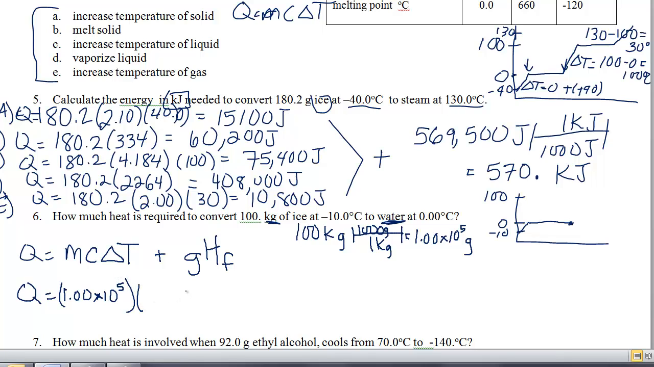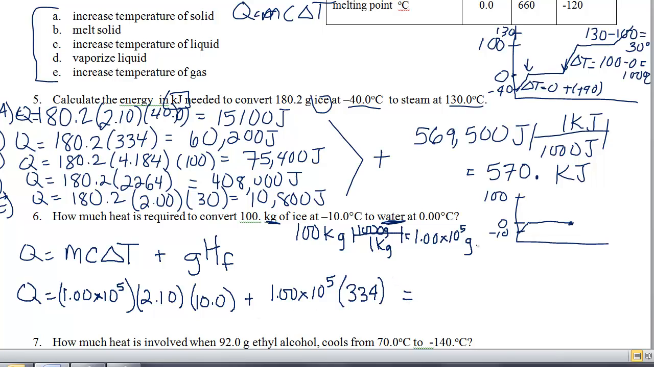Specific heat. It's a solid, so I use the specific heat for a solid. And how much did my temperature change? 0 minus a negative 10, so that's 10 degrees. Plus, same mass, 1 times 10 to the 5th. And I'm melting, so the melting heat of fusion is 334. That's it, 2 steps this time.